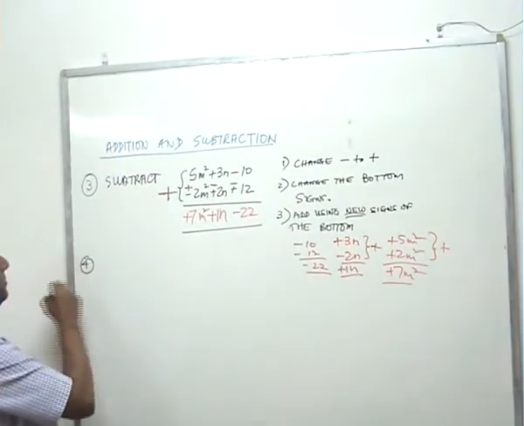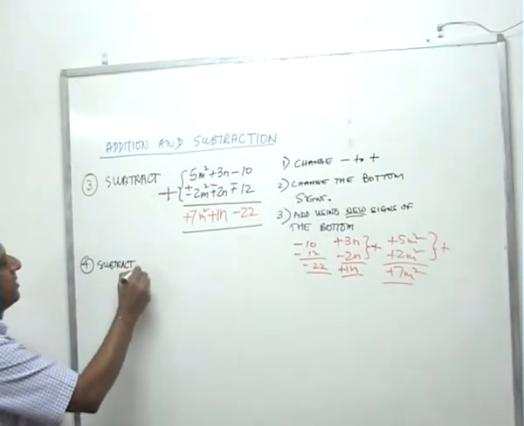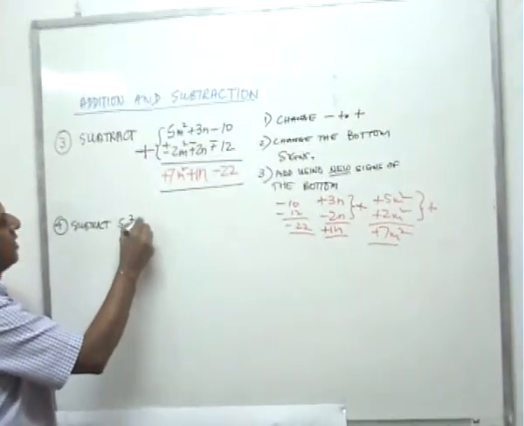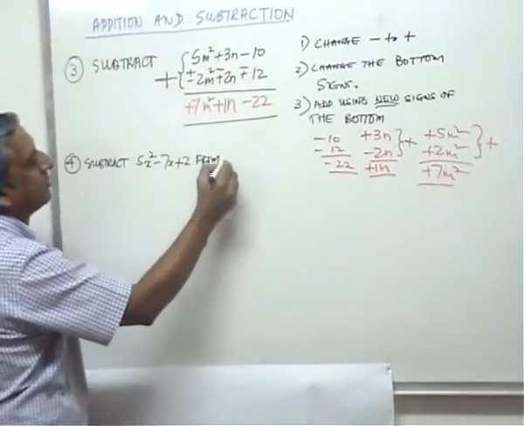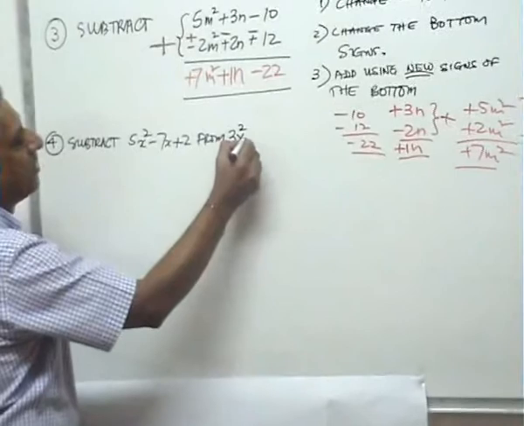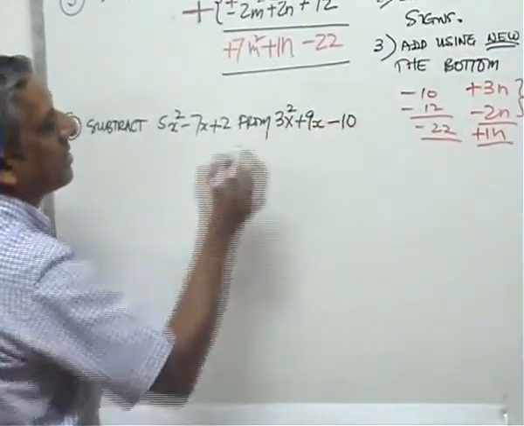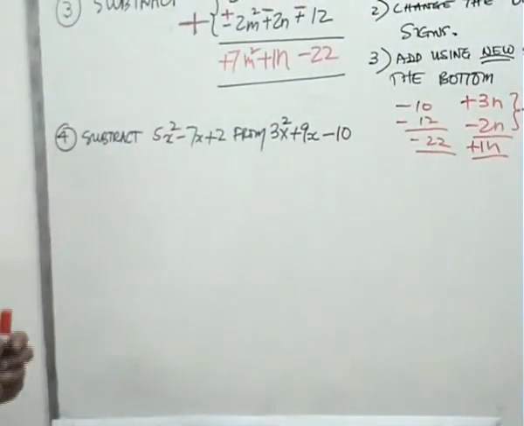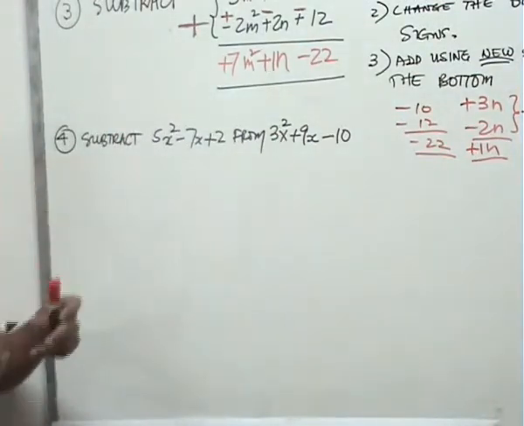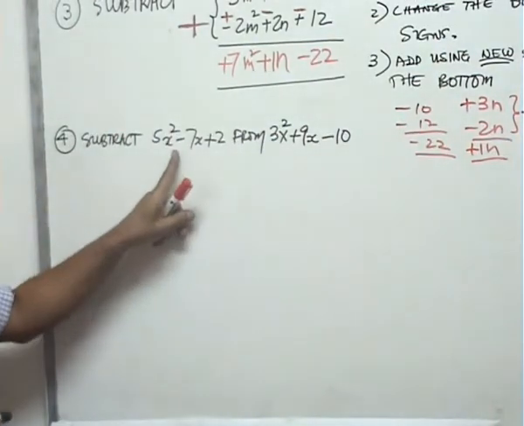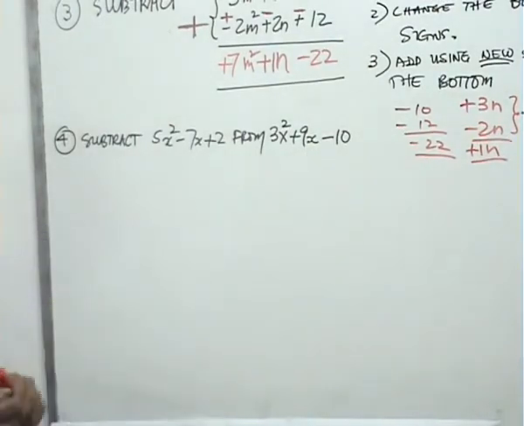Right, number 4. Subtract 5x squared minus 7x plus 2 from 3x squared plus 9x minus 10. Now when you read this question, you can see it's not set for you, so you have to set it yourself. Subtract this from that. So that one goes on top.